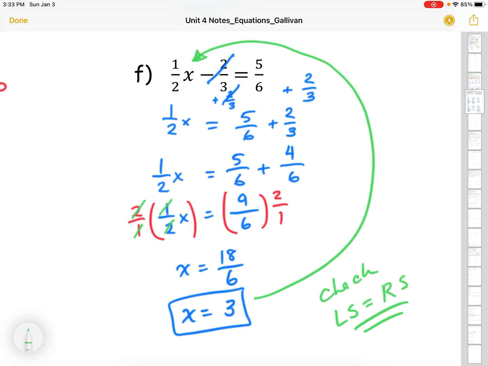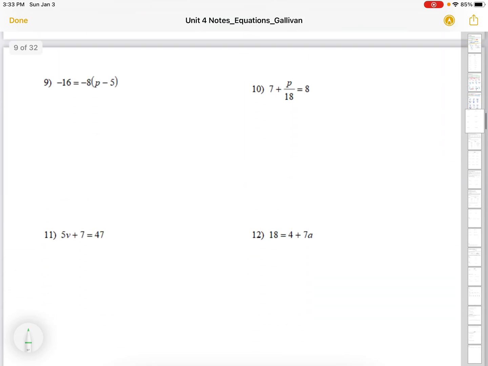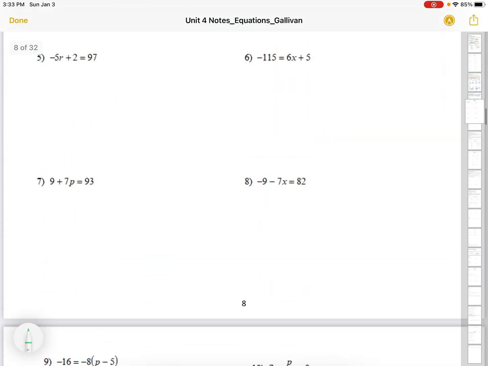Okay, now it's time for you to do some practice. Have fun. You can see on the next page, right? I think it's just one. No, it's a bit more work than that.